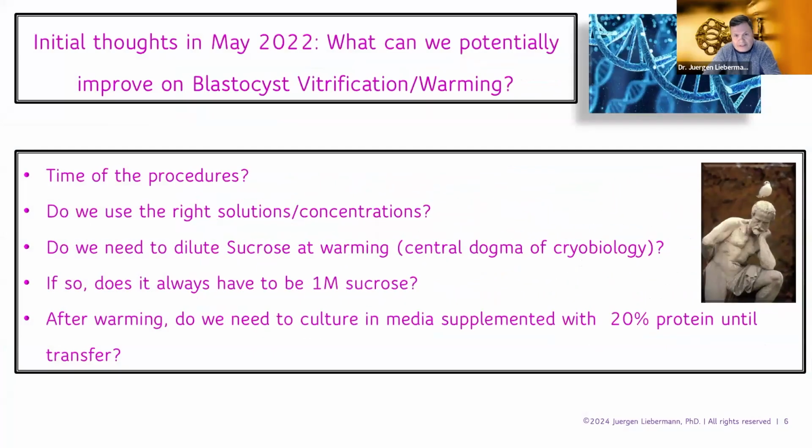So in May of 22, I was sitting down and thought about a couple of questions, what we can improve on blastocyst vitrification and warming. Is the time of the procedure the right one? Do we use the right solutions and concentrations? Do we need to dilute sucrose at warming? That's actually a central dogma of cryobiology. If so, does it always have to be 1 molar sucrose? And finally, for blastocysts, at least after warming, do we need to culture in media supplemented with 20% protein until transfer?